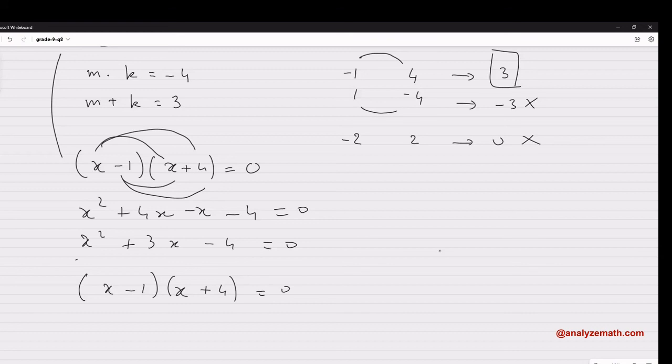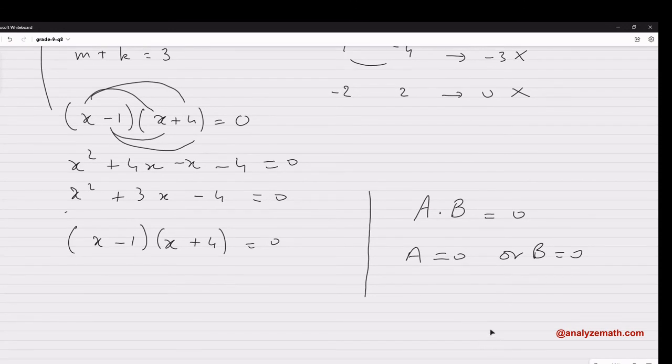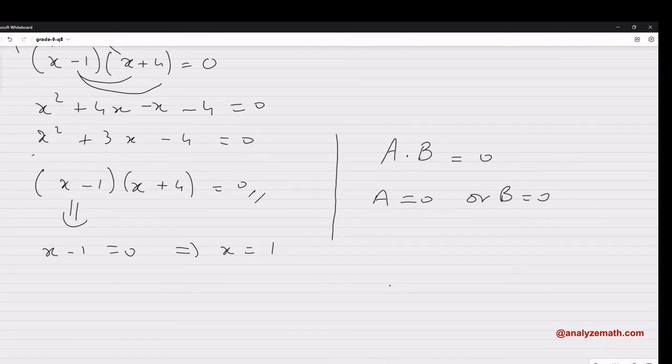And now it's easy to solve, as we said above in part A. If I have two numbers and I multiply them, and they give me 0, it means at least one of them is equal to 0. Again, it's important to remember that this side must be 0. One side must be 0. So either A equal to 0, that gives me the solution x equal to 1, or B, which is x plus 4 equal to 0, and that gives me x equal to negative 4. So two solutions again.